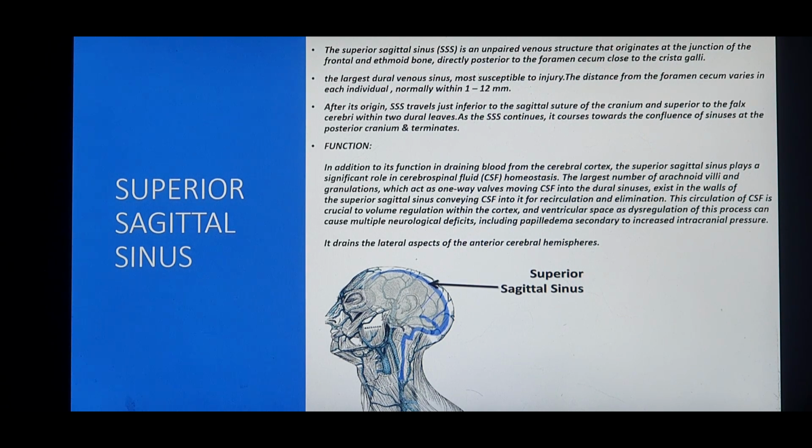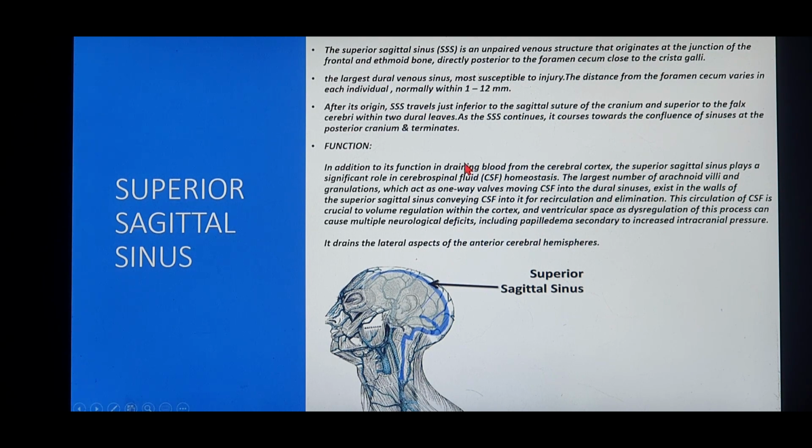The origin is at the junction of the frontal and the ethmoid bone, which is directly posterior to the foramen cecum near the crista galli. As you can see, this is the superior sagittal sinus. It originates at the anterior ethmoid and the frontal bone, and it's the largest dural venous sinus. From the foramen cecum, the origin may vary by about 1 to 12 mm. So neurosurgeons should be very well aware of this variation in the origin to prevent any undue hemorrhage and trauma.